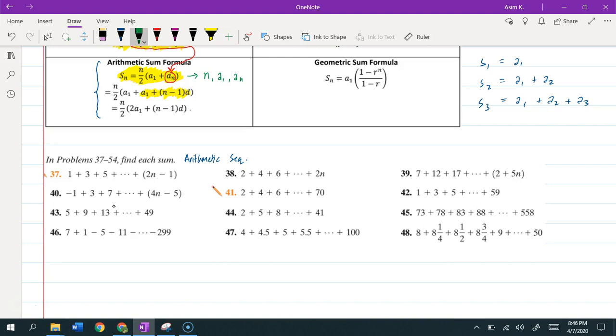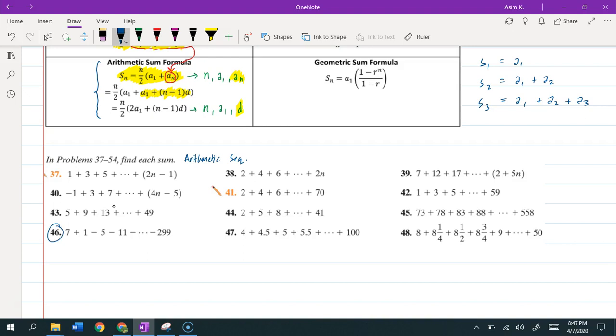The last formula, where is that useful? When you've been given n and a sub 1, but this time you don't know what the last term is, but you do know the common difference is d. In that situation, it depends on what you've been given, but the swap from a sub n to d is where you would use that secondary version of the formula. We'll come back to it and see how it works in a moment. But number 46 is what we have to do.